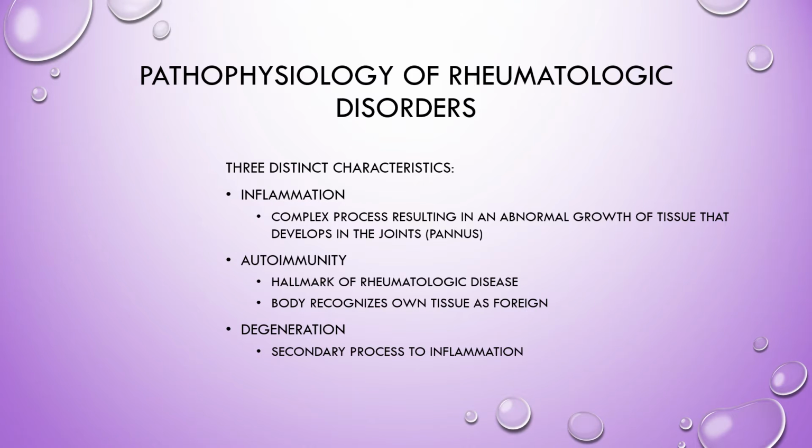In the pathology of rheumatologic disorders, there are three distinct characteristics: inflammation, autoimmunity, and degeneration. With inflammation, it's a complex process resulting in an abnormal growth of tissue in a joint, and it's called pannus. The patient will have an autoimmune component where the body recognizes its own tissue as foreign, and there is degeneration. This is secondary to that inflammation and growth of pannus in the joint.